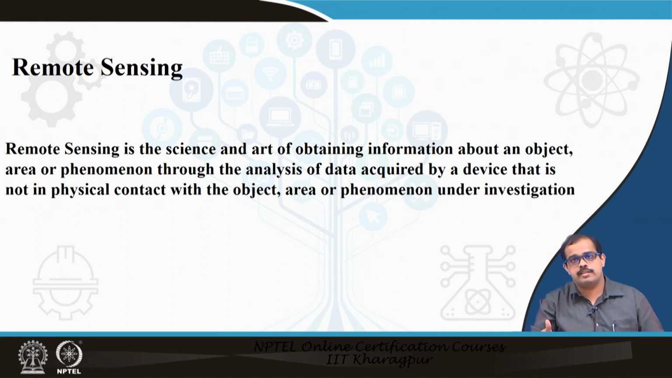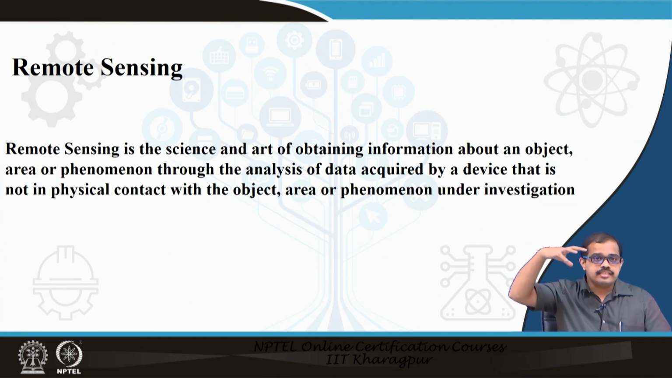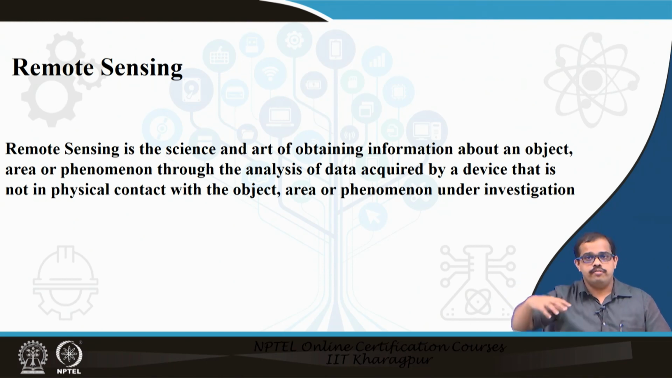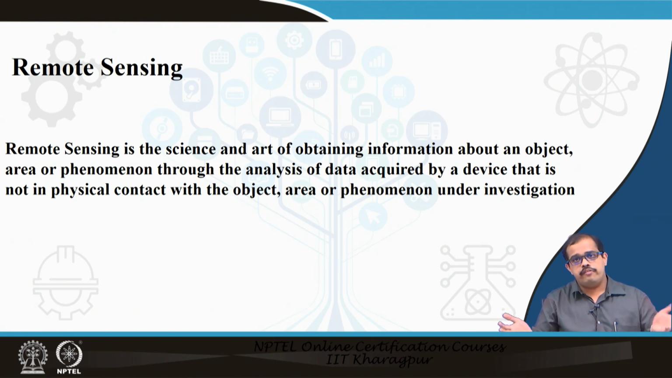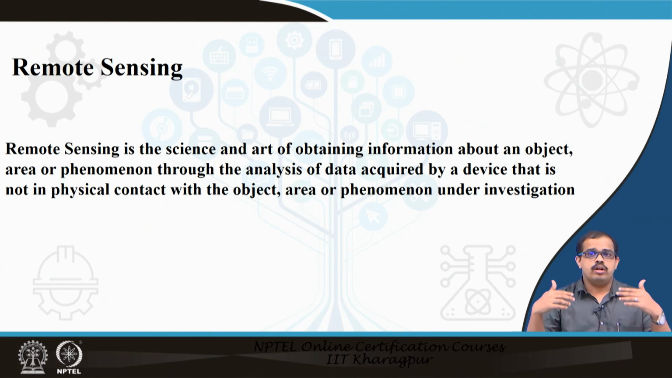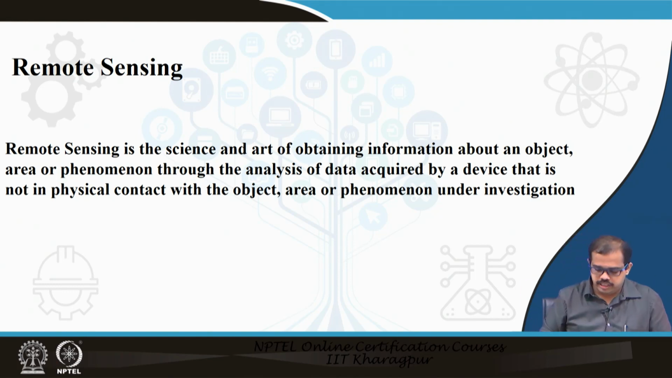Similarly, the same concept applies with satellites, which are placed somewhere around 800 to 900 kilometers away from the Earth's surface. Okay. So, these sense the Earth's surface in terms of whatever is the object, area, or phenomena. Based on your application, you try to see what kind of information you need. So, that is what remote sensing is.